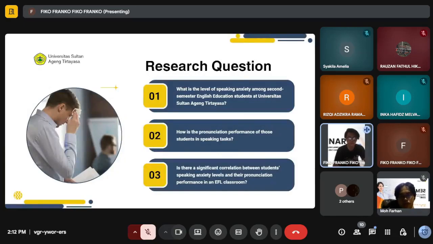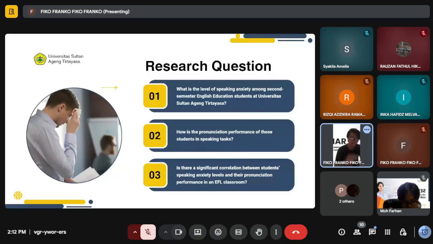So our first research question is, what is the level of speaking anxiety among second semester English education students at Universitas Sultan Ageng Tirtayasa? So we are going to know what their level of speaking anxiety is. We are going to measure it with the FLCAS, which is a universal measurement for speaking anxiety in English language classrooms. And then we have, how is the pronunciation performance of those students in speaking tasks.